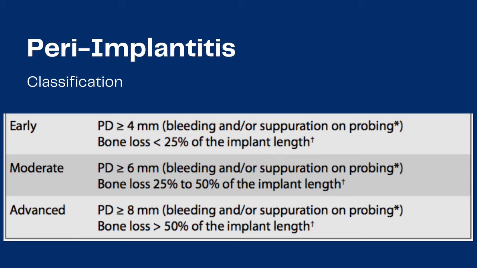In moderate, the probing depth would be greater than 6 mm, bleeding and suppuration would be present, and bone loss would be 25 to 50% of the implant length. And in the advanced stage, the probing depth would be greater than 8 mm, bleeding and suppuration would be present, and bone loss would be greater than 50% of the implant length.